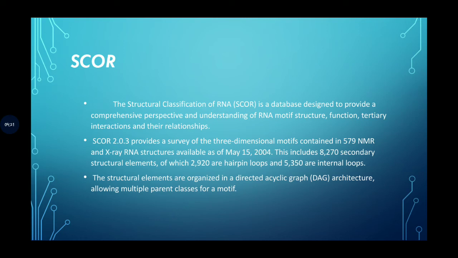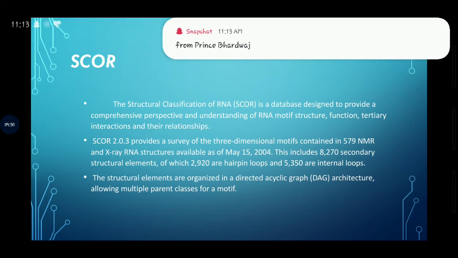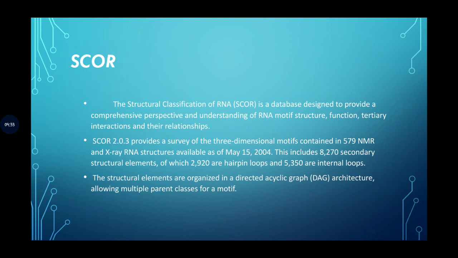SCOR 2.0.3 provides a survey of 3D motifs contained in 579 NMR and X-ray RNA structures available as of 2014. It also includes 8,270 secondary structure elements, of which 2,922 are hairpin loops and 5,350 are internal loops. The structure elements are organized in a directed acyclic graph architecture, allowing multiple parent classes for a motif.